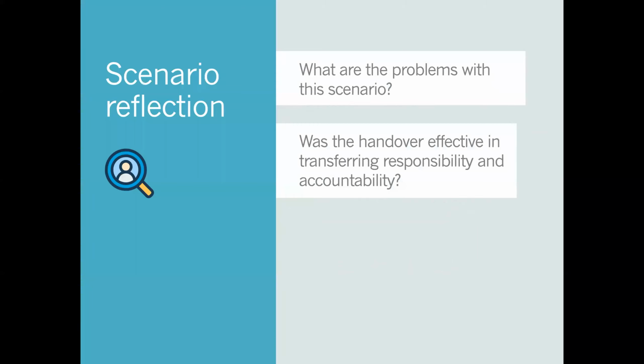Now let's reflect on this scenario. What are the problems with this scenario? Was the handover effective in transferring responsibility and accountability? The issues in this scenario are Tom being vague and unclear with his communication, making up acronyms which were confusing, making no assessment of Mrs. Song, nor had he collated any information, and the event also was not documented.